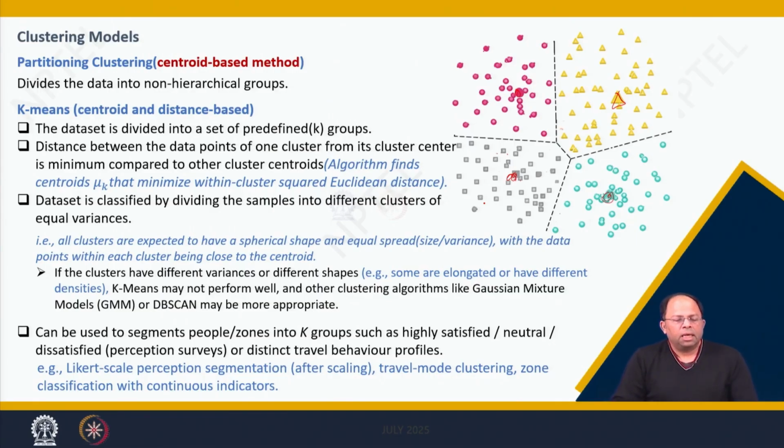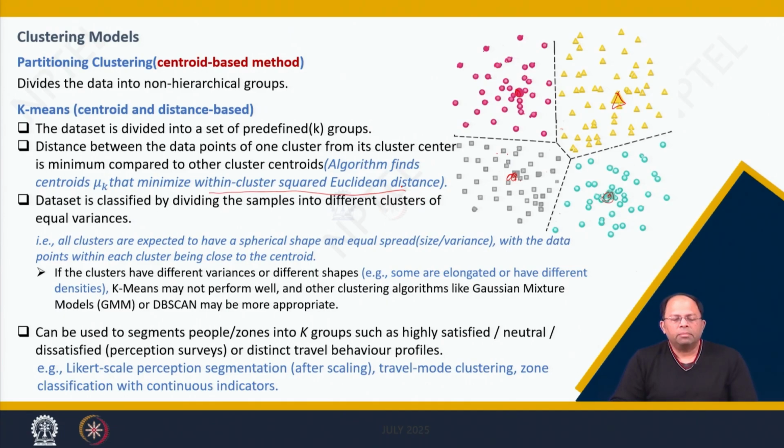So the algorithm finds centroids mu k that minimize the within-cluster squared Euclidean distance. That means within-cluster squared Euclidean distance is the distance between each point and its centroid, and we measure the Euclidean distance, right. So when that is the minimum value, then only this can happen. The data set is classified by dividing the samples into different clusters of equal variance, right.